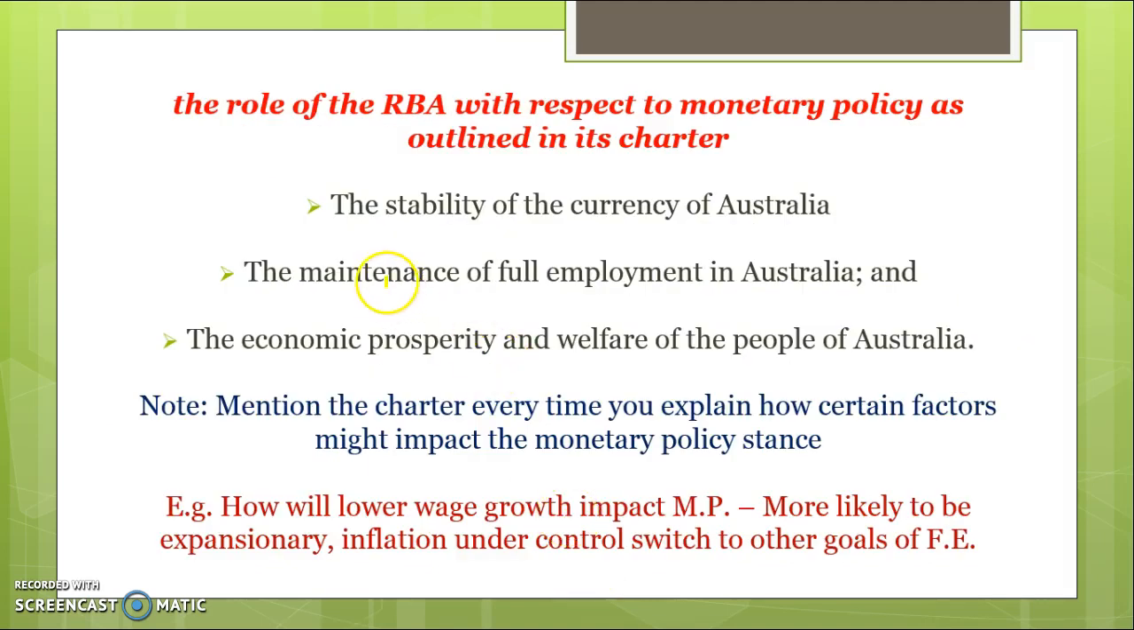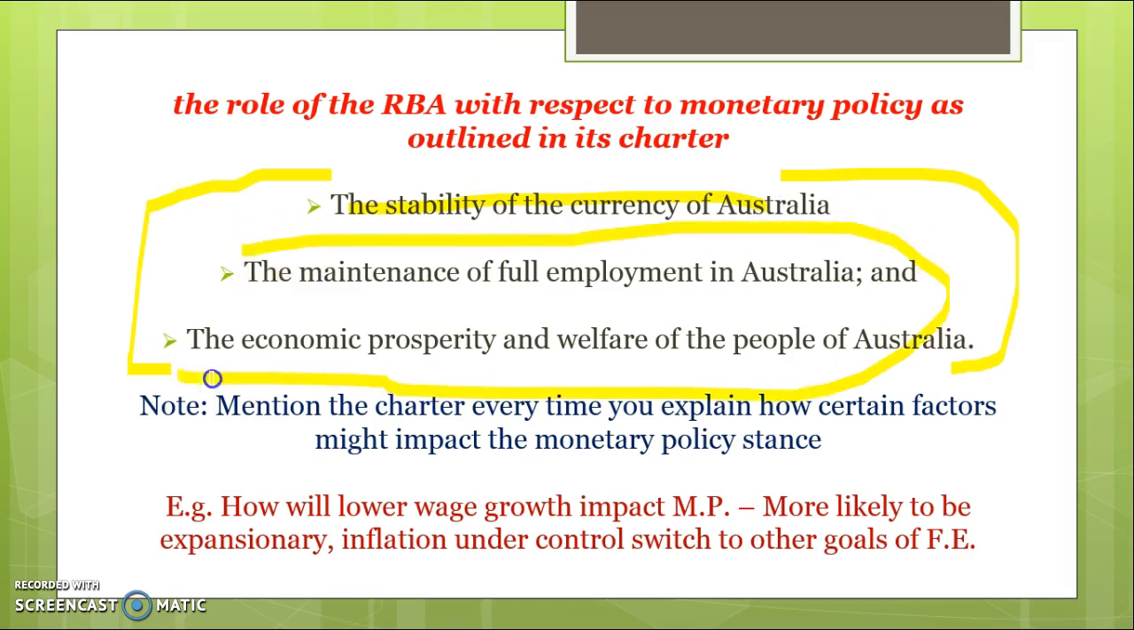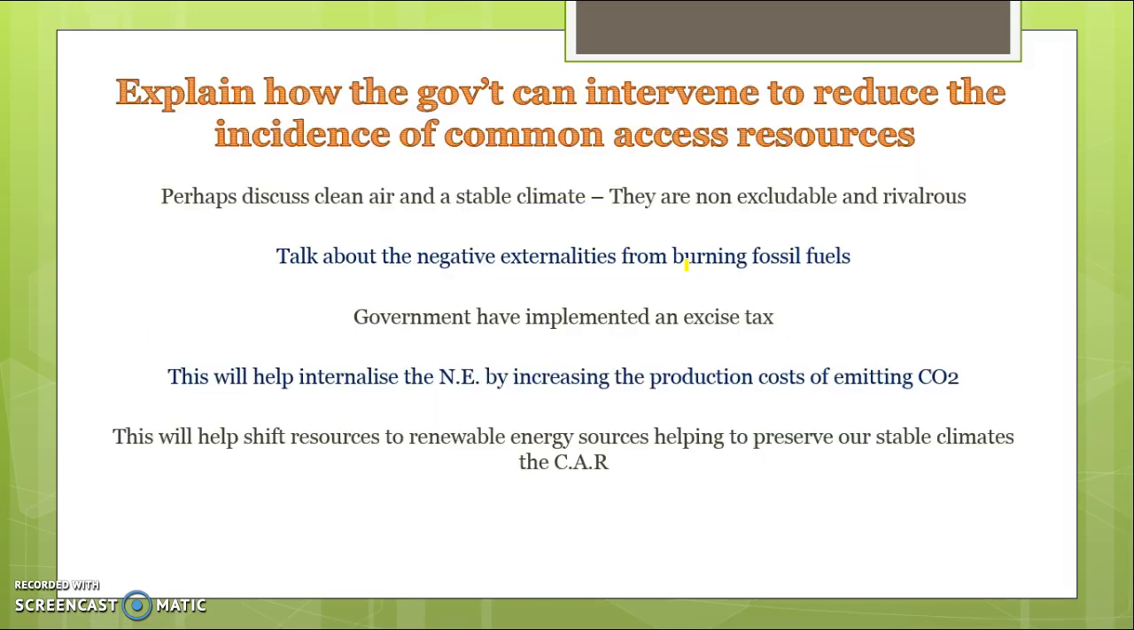As I said, for any question you're doing related to interest rates, link it to the charter. If it's something about reducing inflationary pressures, state that it's going to help to achieve this goal, and therefore the RBA can focus more on these two second goals of full employment and prosperity. If it's something that's going to cause more inflation, then state they're going to be more worried about that because that's their primary goal and less worried about full employment and growth. So really, link it to the charter every time you're talking about how factors might impact the monetary policy stance.